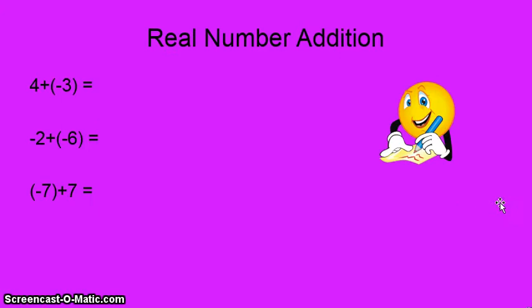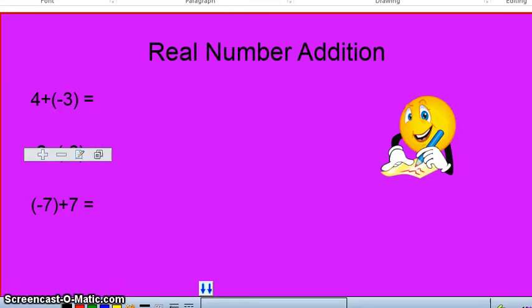Now let's look at some real number addition. When we're adding real numbers, we want to look at whether they're positive or negative. Now, when we are adding a negative number, it's really the same as subtracting a number. So 4 plus negative 3 can be rewritten as 4 minus 3, because plus a negative is really subtraction, and 4 minus 3 is 1.